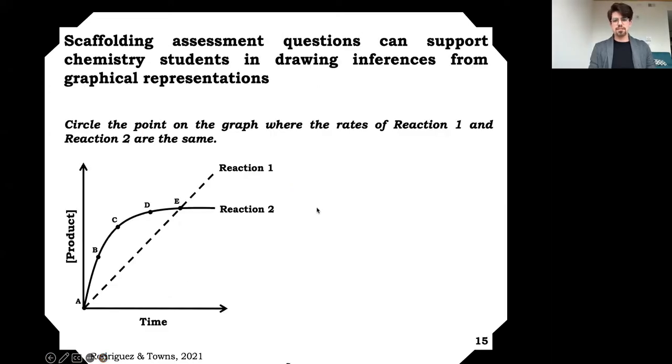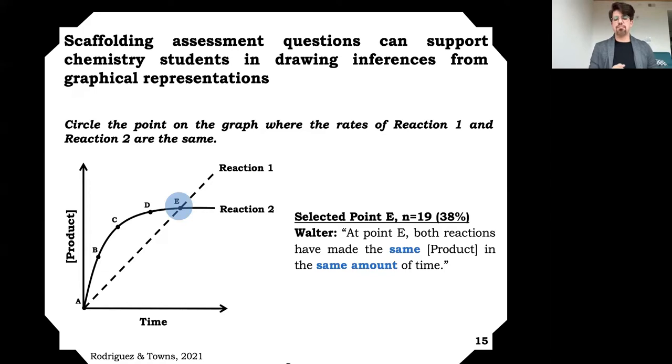So what this might look like on an assessment question. This is a paper we published last year on an exam. Undergraduate students were provided this graph, and they were asked to circle the point on the graph where the rates of reaction 1 and reaction 2 are the same. So this is one of those instances where we want students to use that productive idea of steepness providing information about rate. But here, that wasn't the case.